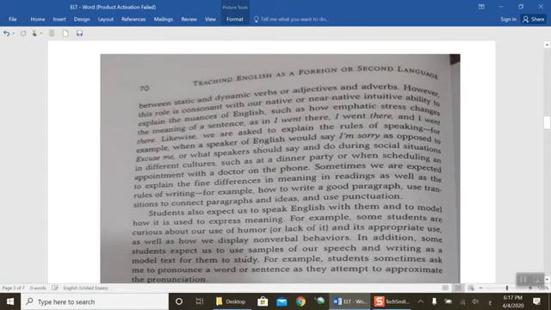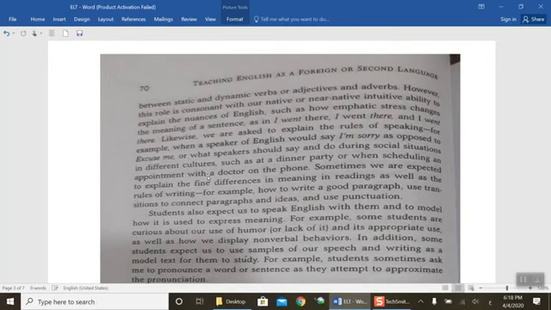We are asked to explain the rules of speaking. For example, when a speaker of English says I'm sorry, as opposed to excuse me. So this is the job of the English teacher. Explain the rules of grammar, explain how to say sorry, how to say excuse me, or what speakers should say and do during social situations in different cultures. So as teachers, we also have to explain about culture. We have to tell the students that in this culture you should say so and so.